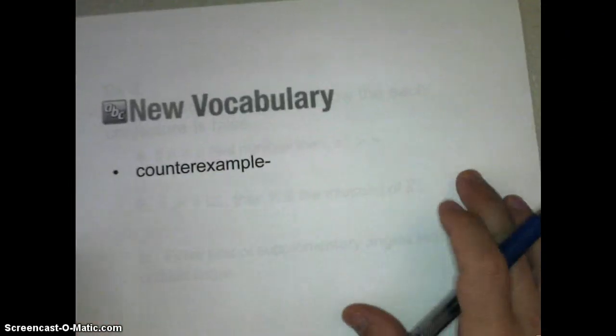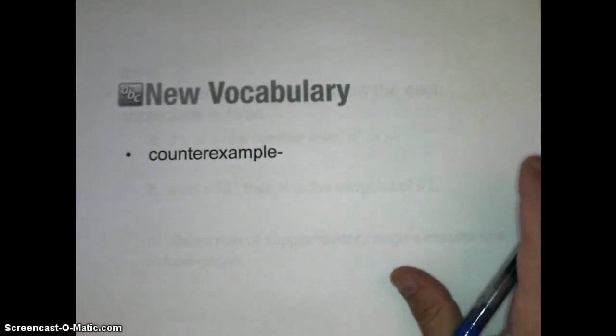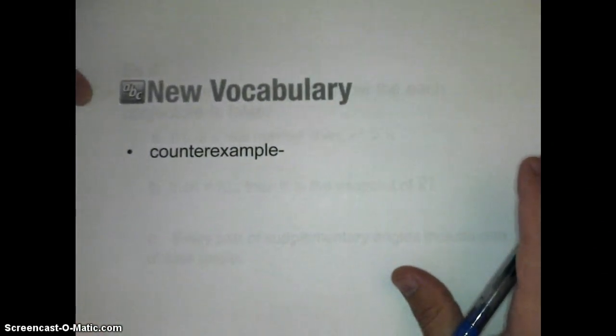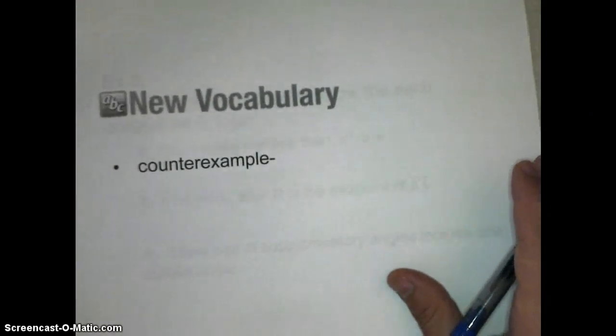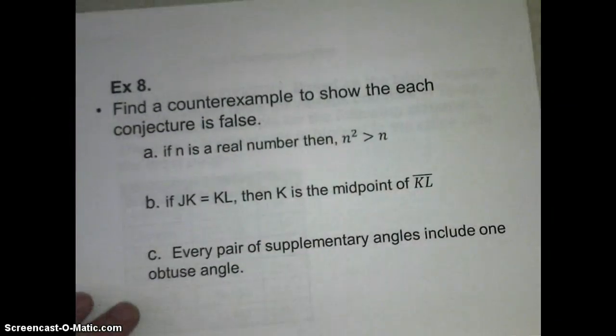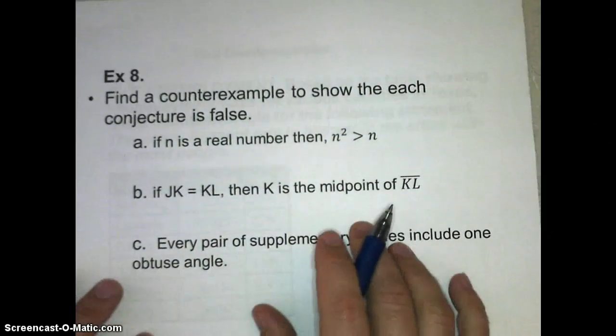And I do want to talk quickly about the last couple examples here, which use the concept of a counterexample. A counterexample, in short, is just an example that proves that a conjecture or statement is false. So let's take a look at example 8. In example 8, you need to be able to find a counterexample that shows why each of these conjectures is false.